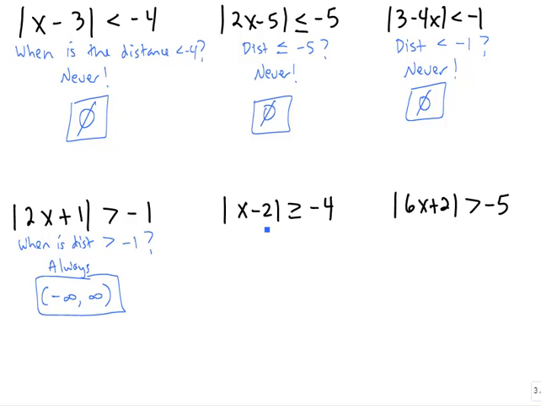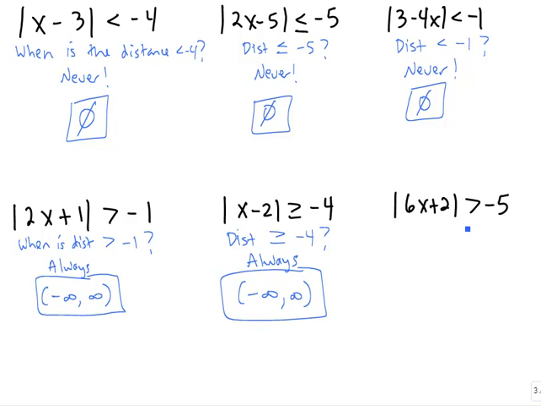Absolute value of x minus 2 greater than or equal to negative 4. So this left-hand side is a distance, always. That's what an absolute value measures. So when is the distance greater than or equal to negative 4? Well, a distance is either 0 or positive. 0 is bigger than negative 4, and a positive number is bigger than negative 4, so this is always true. So our solution is all real numbers, minus infinity to positive infinity.